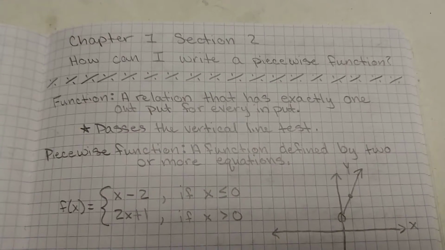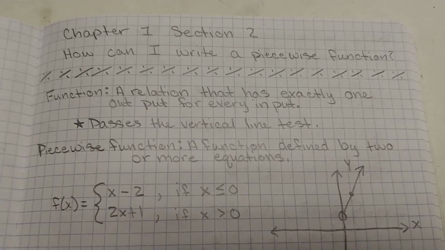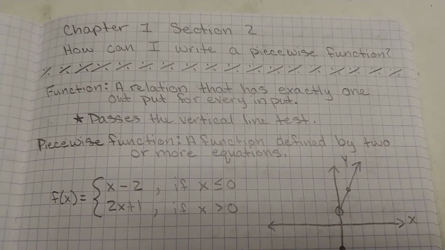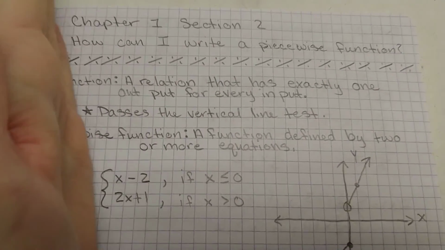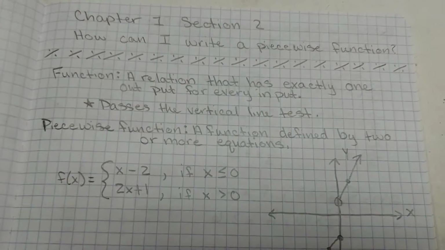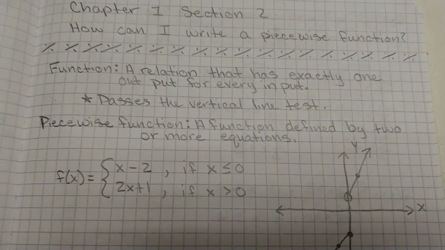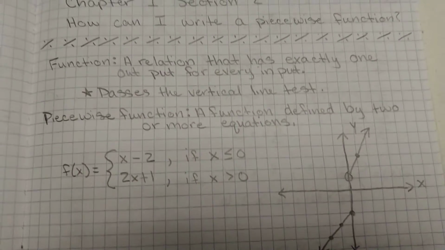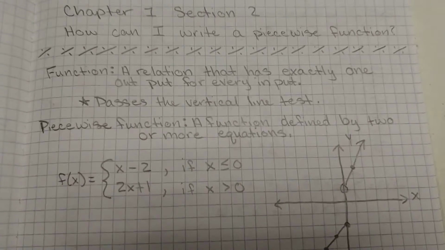So we know a function is any relation that has exactly one output for every input, and it has to pass the vertical line test. That's where if we have a graph, we take a vertical line going up and down, and we can only hit one point at a time. Pretty much most of the things that we've been working on this year have been functions.